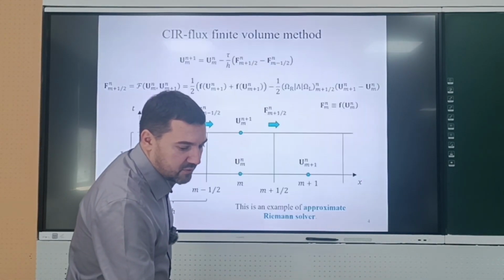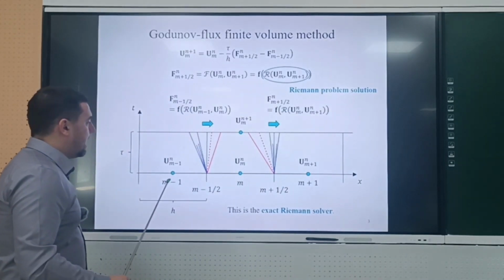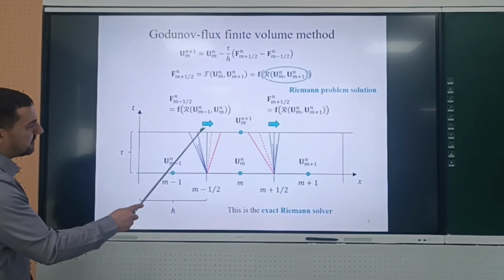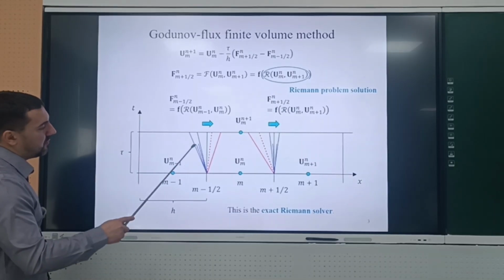So let's discuss the pros and cons of the Godunov method. The main problem is that you should solve this problem at each edge of your computational cell.